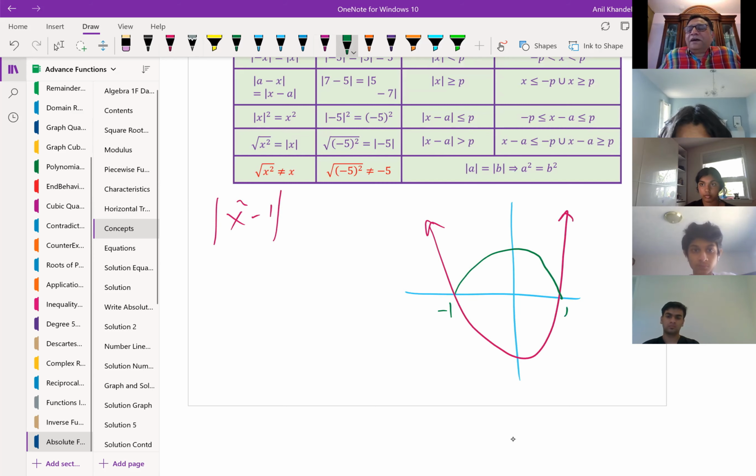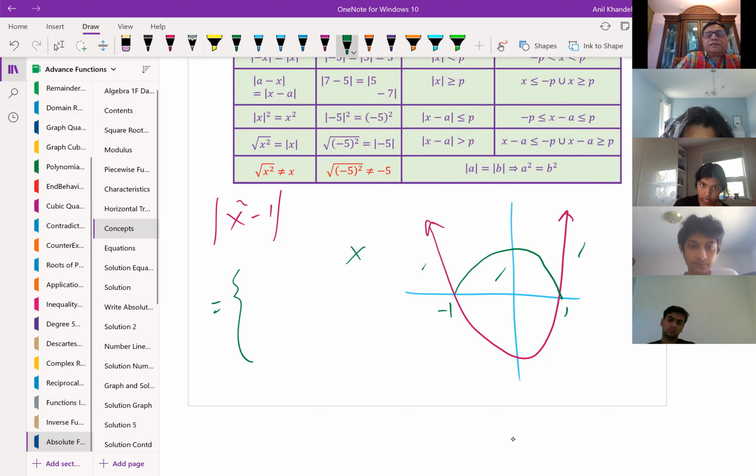Correct? How will I define this function? Absolute value of x squared minus 1. Well, I will define it as 3 pieces because I have a piece here, and a piece here. Do you see 3 pieces now? So absolute function is a piecewise function. Now, one piece is, let's say, from minus infinity to less than minus 1. So we are talking about the left piece. Left piece is exactly same as the function itself, right?